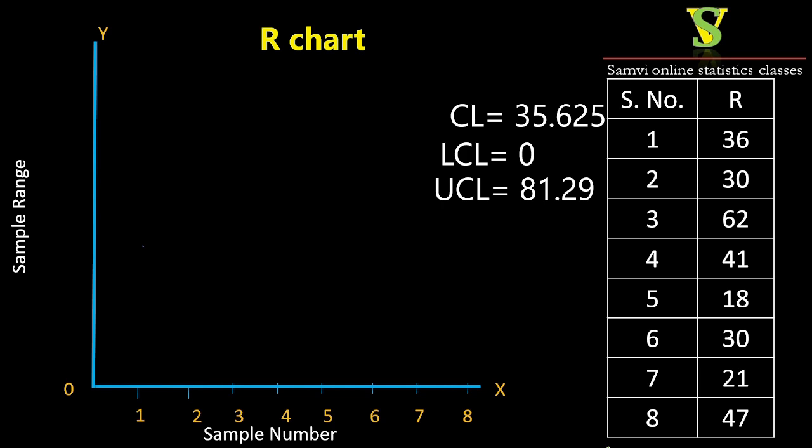Now you have to move to the y-axis. Before dividing the y-axis, first verify the upper control limit and also the highest value in the range. So here the upper control limit is 81.29 and the highest value here is 62. Whichever is highest, that value you have to take into consideration for dividing the y-axis. So here highest is 81.29. This one you have to consider for dividing the y-axis.